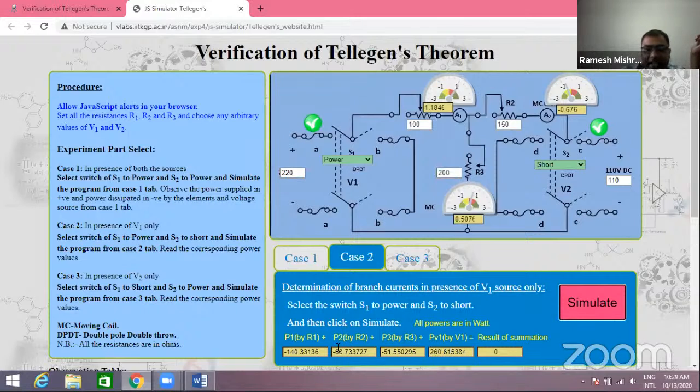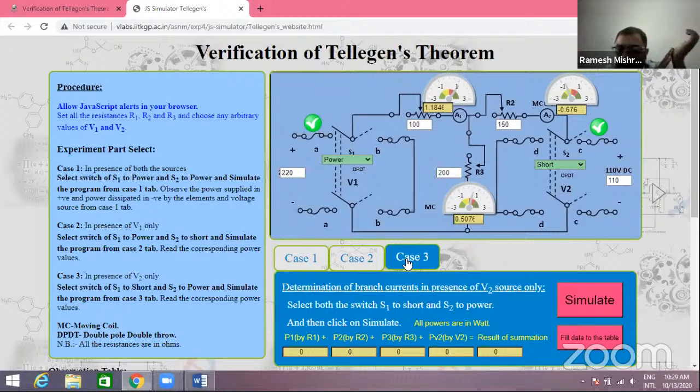260.615384. After calculating the total power of this network, we add all these values, and the result of the summation is equal to 0. This means this circuit follows Tellegen's theorem. Now we move to the third case. What is the third case?